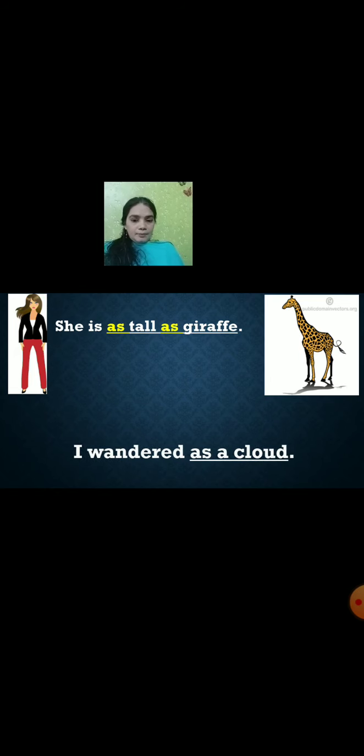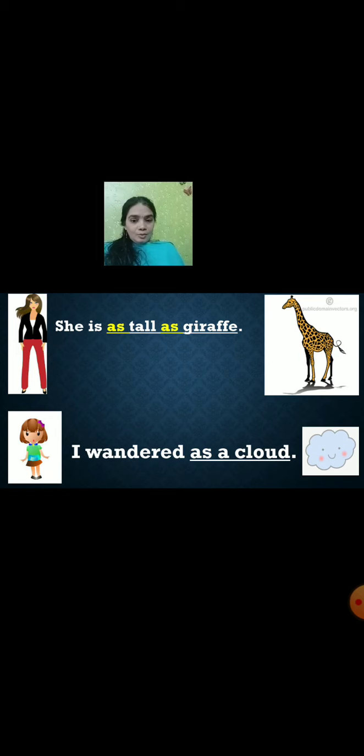The next one. I wandered as a cloud. So this girl, she's wandering. She's going here and there. That wandering, she's compared to a cloud. How the clouds move here and there. Have you seen the clouds moving as it likes? Same way, this girl also is wandering as she likes. So the sentence is, I wandered as a cloud. So here, as a cloud is a simile.